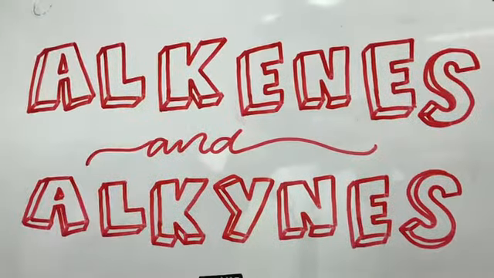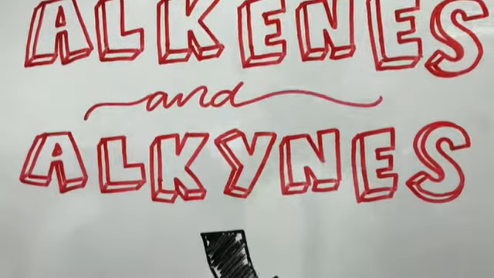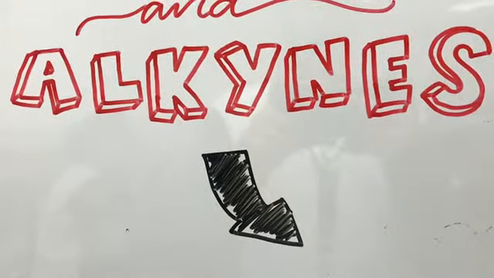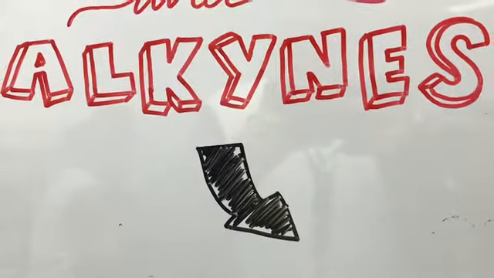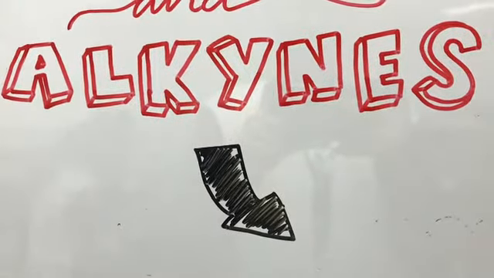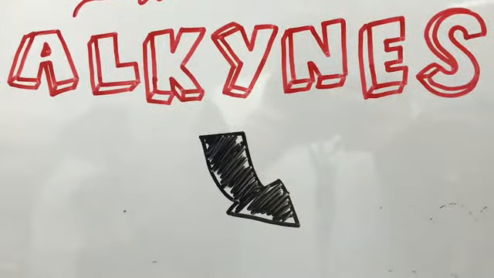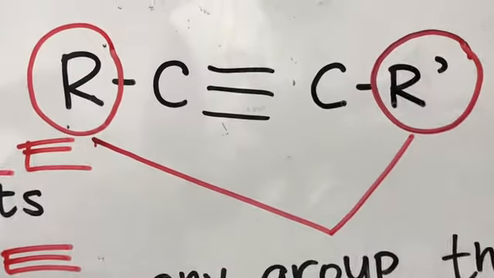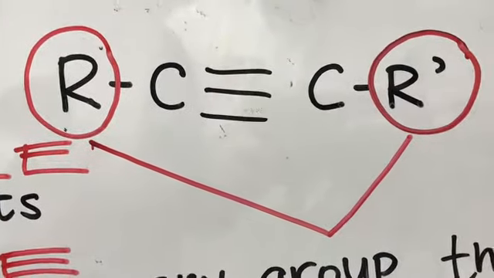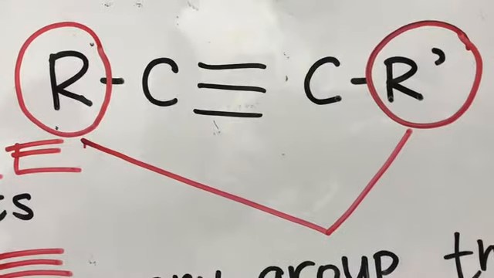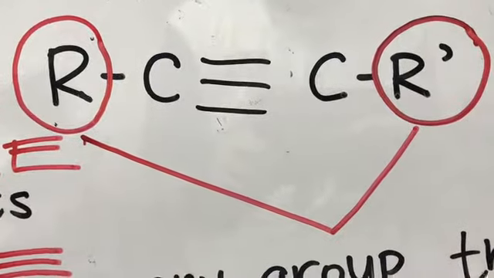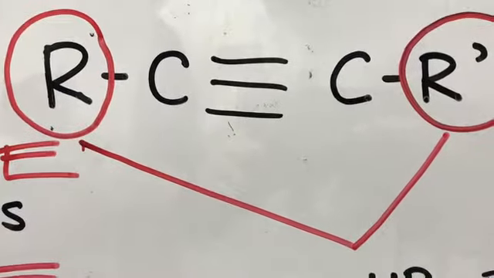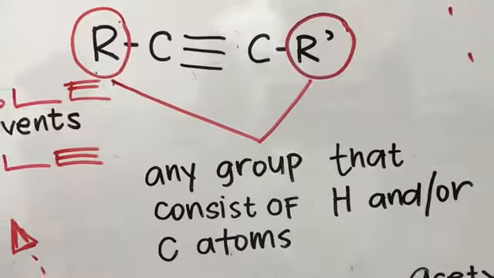Next up are alkynes. Alkynes basically are hydrocarbons that have triple bonds. Alkynes are unsaturated hydrocarbons because they have triple bonds in their chemical structure and consist of carbon and hydrogen atoms. The general structure of an alkyne is as you can see. The 2 carbons are bonded together by a triple bond, and one of the carbon atoms is connected to an R side group, and the other carbon to an R prime side group. The R and R prime can represent any group that consists of hydrogen and or carbon atoms.